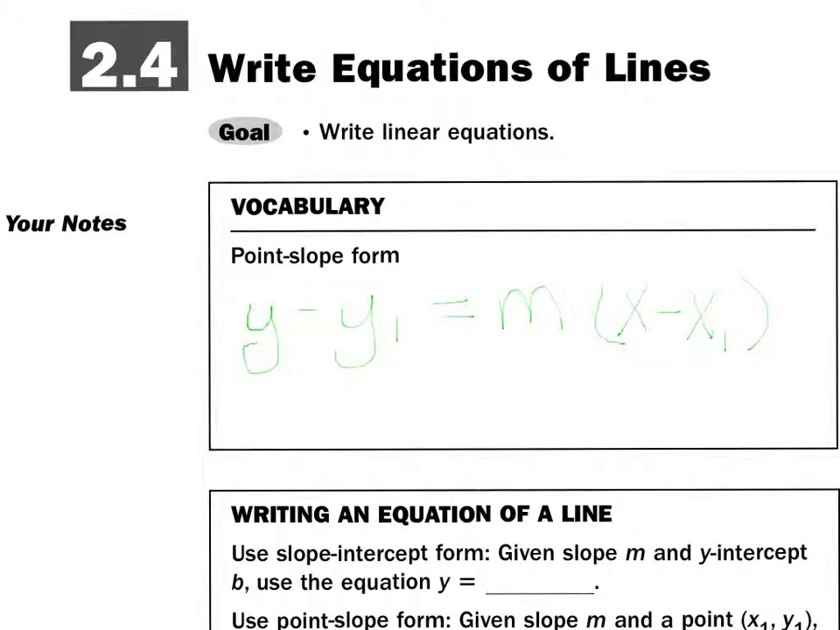So, with this formula, you need to figure out your slope m, and then you need to have 2 points that you can plug in, y1, x1. Notice the signs are negative here, and they need to stay negative. Well, I'll just show you as we go.